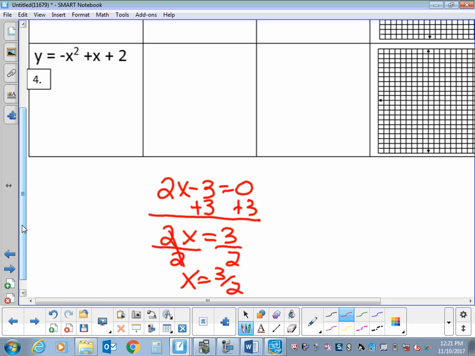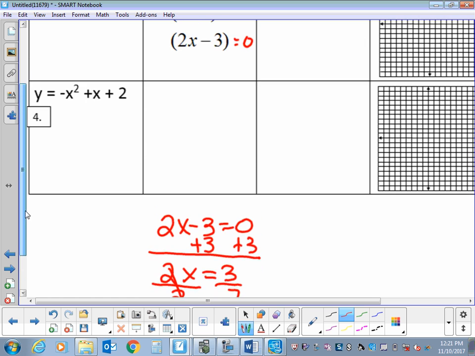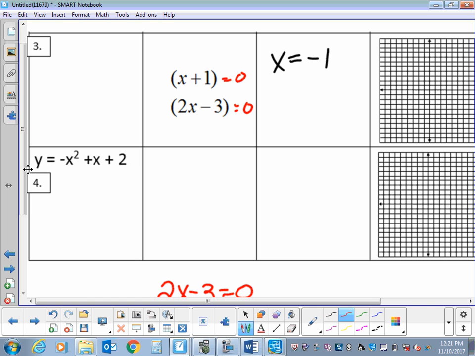Do we see how I just got that 0 from the factor? Whenever I have a factor and want to go to my 0, I'm just making it equal to 0. Or you can take the opposite. So x is equal to 3 over 2.